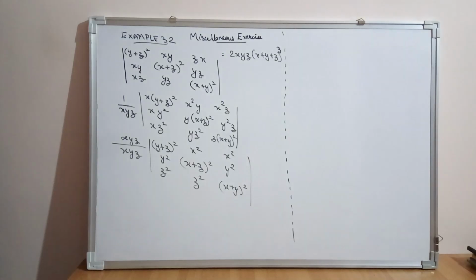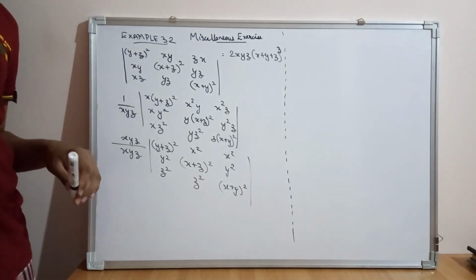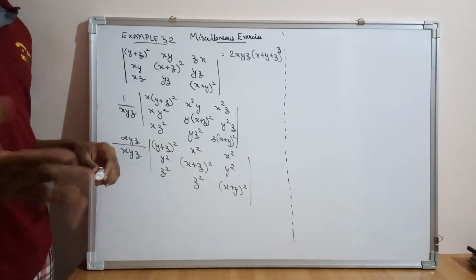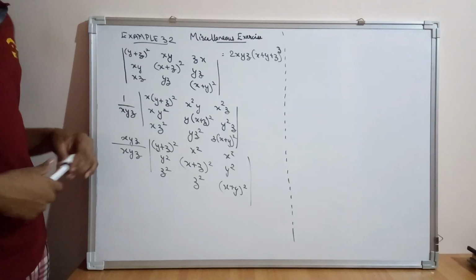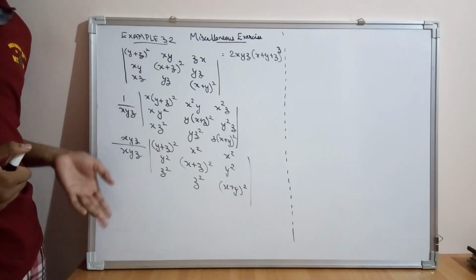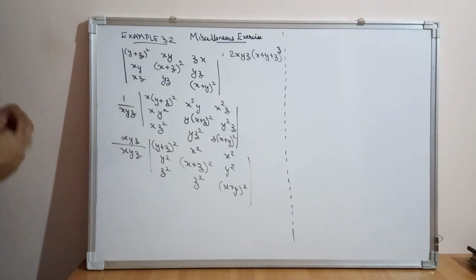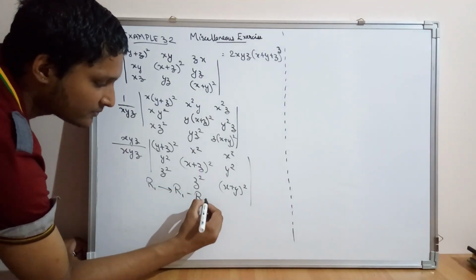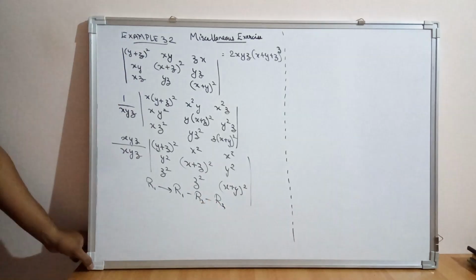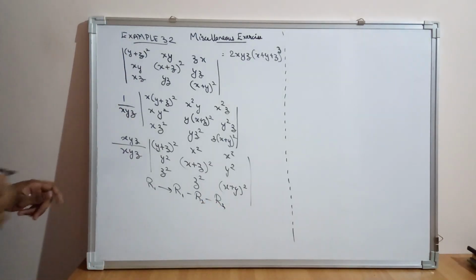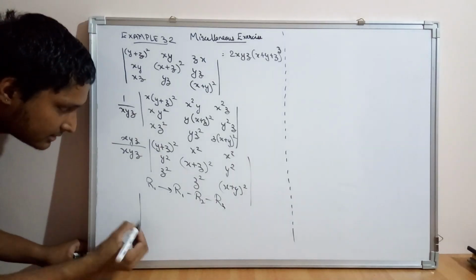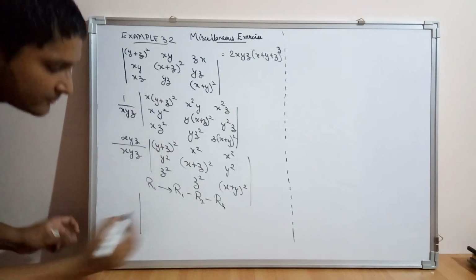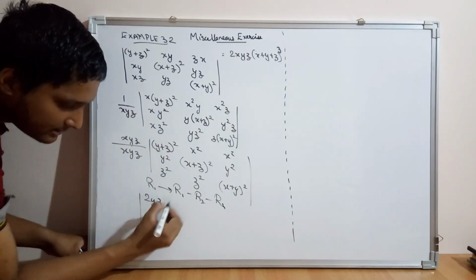Now we know the expansion of (a plus b) whole square. (a plus b) whole square is a square plus 2ab plus b square. So the b square, a square and all will get cancelled because we have those things. So somehow we need to get those things cancelled. For that we need to use the elementary operation. So we'll convert R1 to R1 minus R2 minus R3. If I convert this like that, we are going to get the determinant value. Here y square and z square will get cancelled and only 2yz remains.